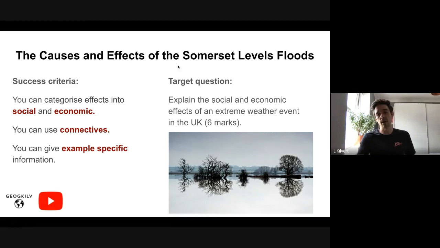Now, if we have a little look at our target question, which I'm just circling with my mouse cursor at the moment, it says that we need to be able to explain the social and economic effects of an extreme weather event in the UK. And this is a very similar sort of question to one that you could get asked in an exam.